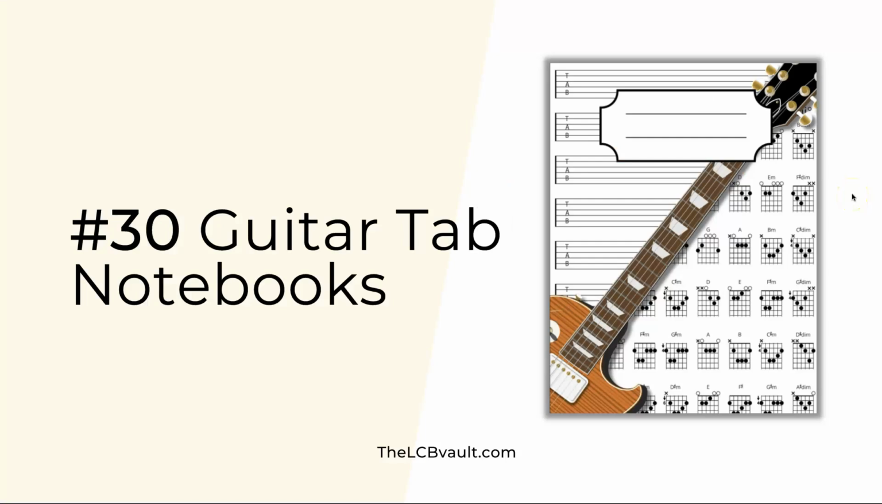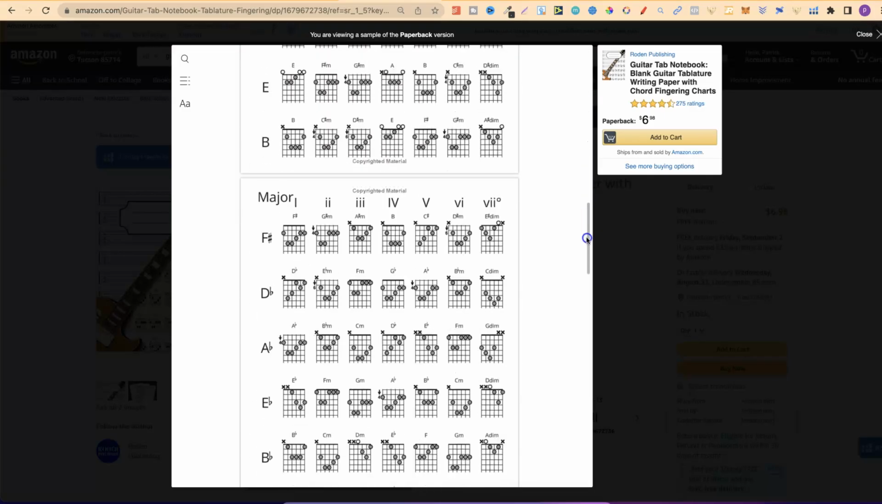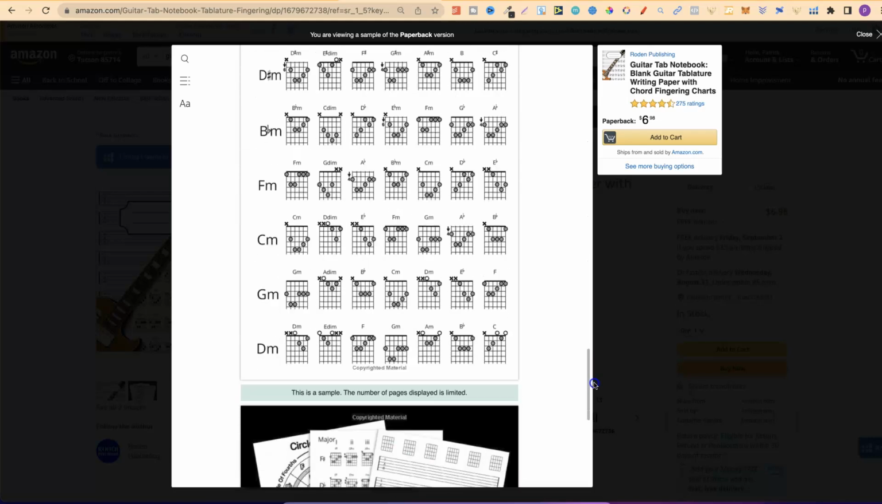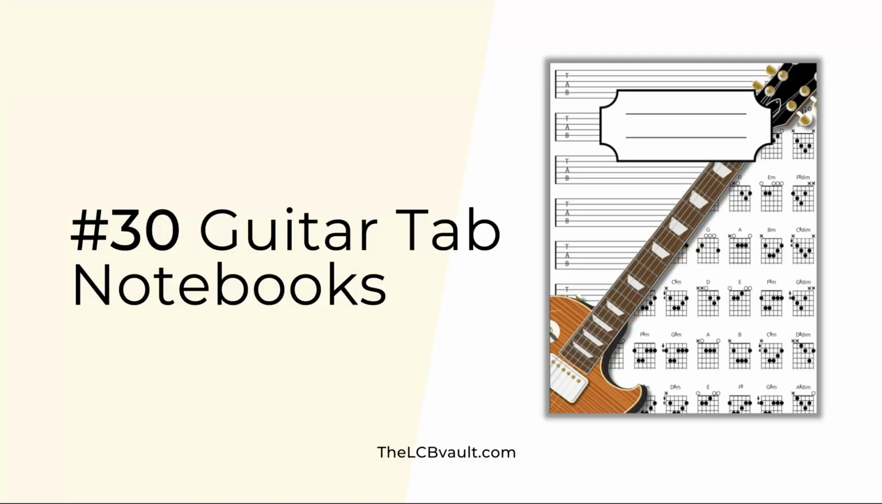Book number 30, and the last one which I want to share, and that's guitar tab notebooks. So, if we come over to here to Amazon, we can see what the interior looks like, and if we scroll down to here, it's going to be mainly like this. Now, something like this, I believe, you can get in Tangent Templates. But that's the last book which I wanted to share with you. That was book number 30, and that's a guitar tab notebook. So that's all 30 which I wanted to share with you.